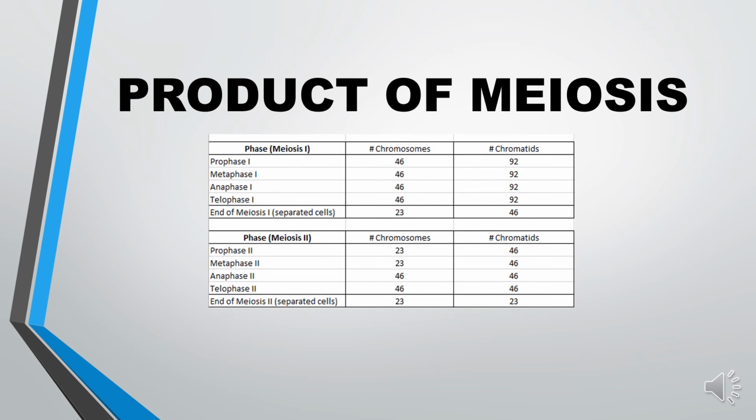And this is the summary, the table representing the distribution of the chromosomes. We have at the prophase 1, 46 chromosomes and 92 chromatids. At the end of meiosis 1, we have 23 chromosomes and 46 chromatids. During meiosis 2, at the prophase 2, the starting stage, we have 23 chromosomes from meiosis 1. But at the end of meiosis 2, we have 23 chromosomes and 23 chromatids.